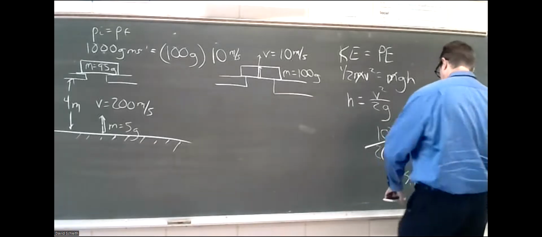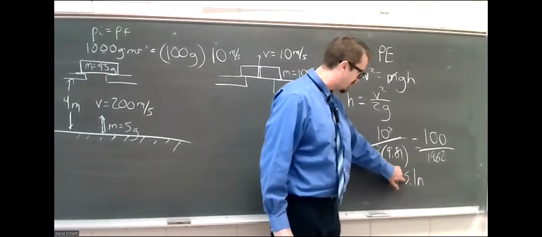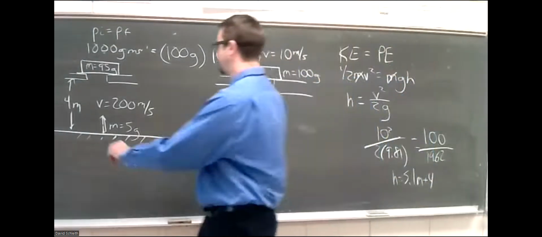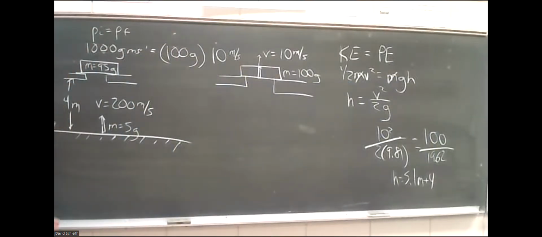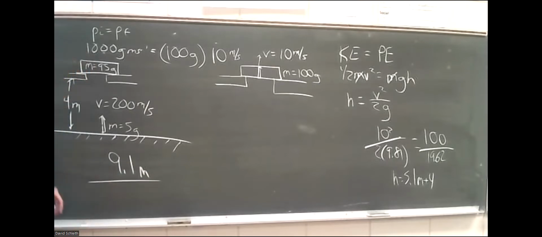So remember we said you don't want to be so satisfied with your answer here that you choose that answer incorrectly. Add back in the 4 meters of initial height to get a final answer of 9.1. So 9.1 meters is what we would report as our final answer to this.